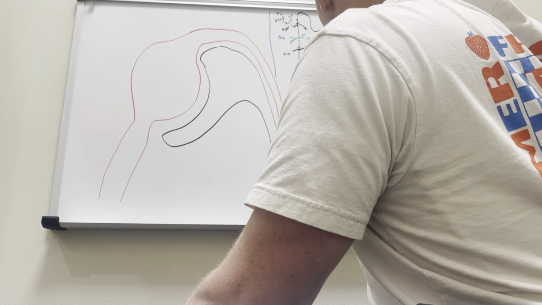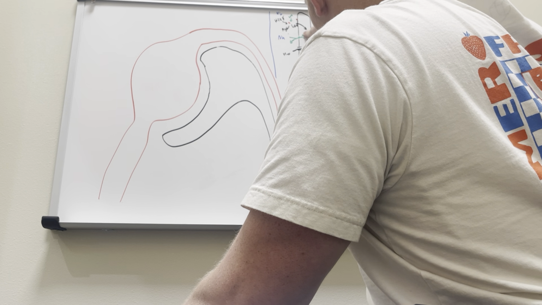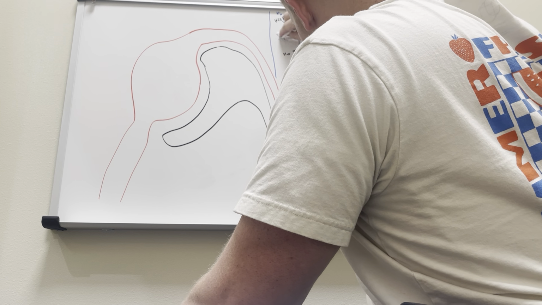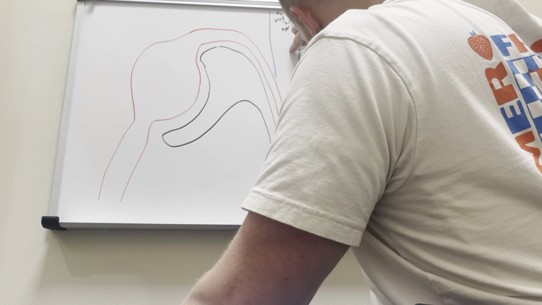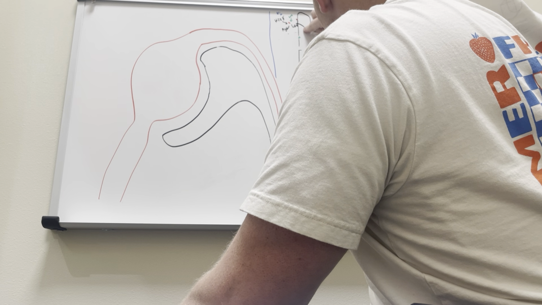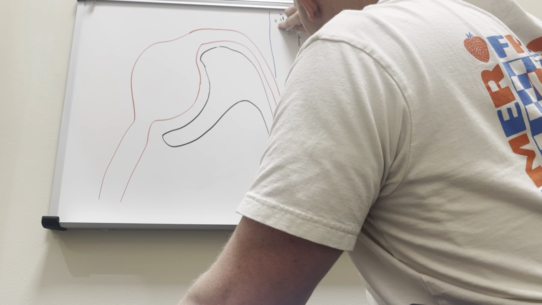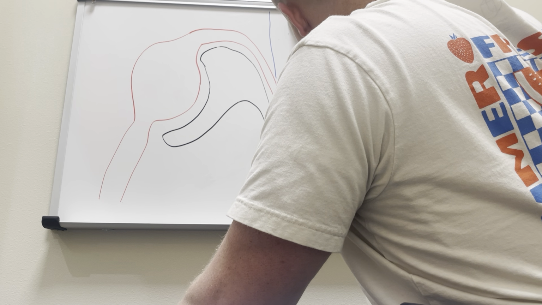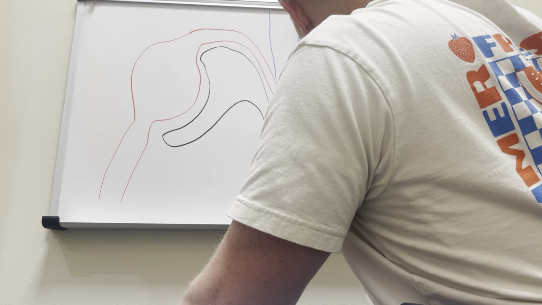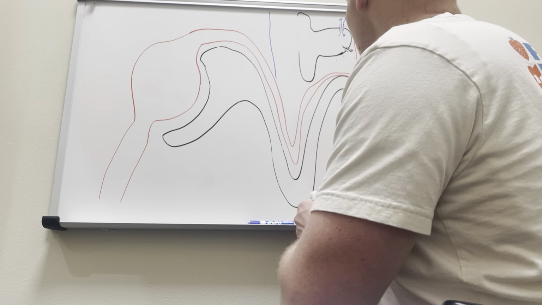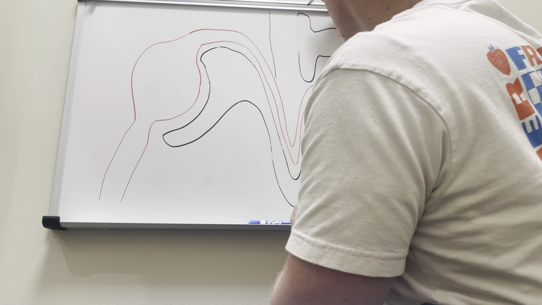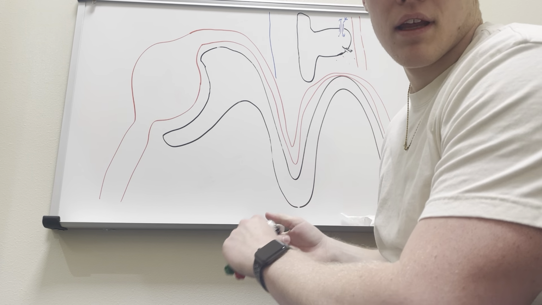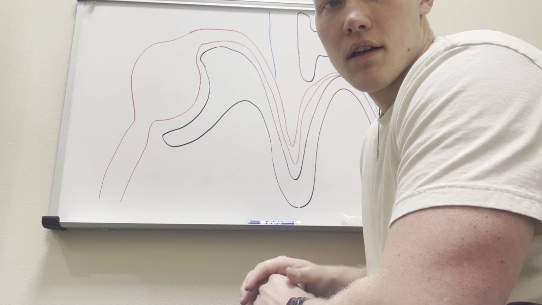And then the last two big ones that we need to talk about in the proximal convoluted tubule are potassium and calcium. I'm just going to erase that and redraw it.